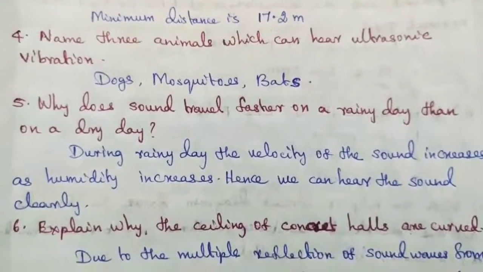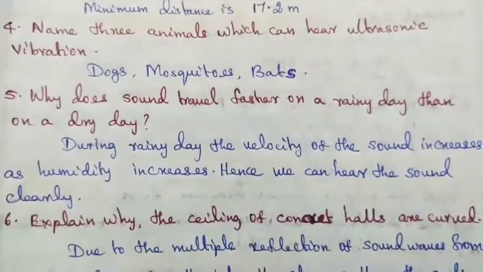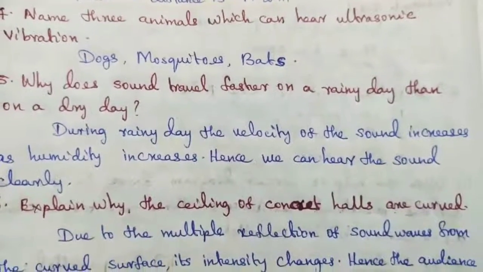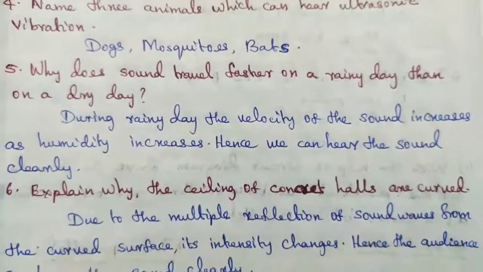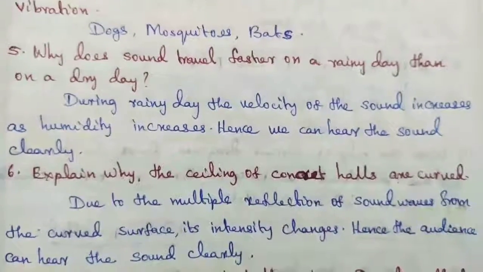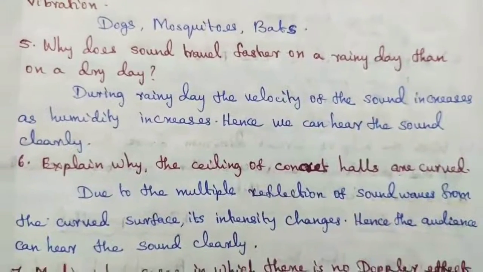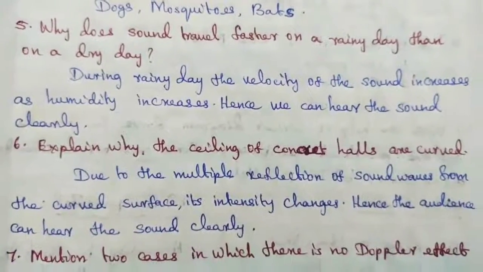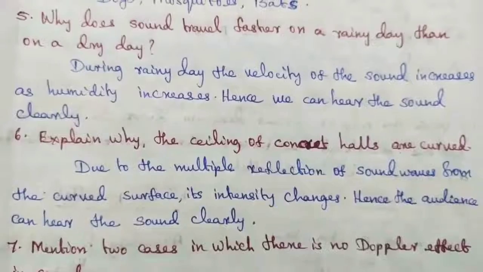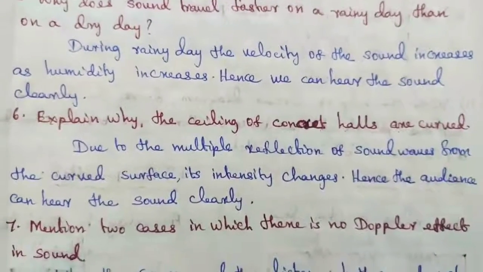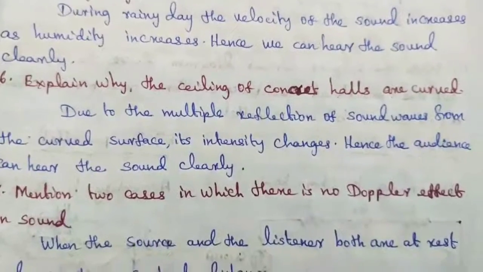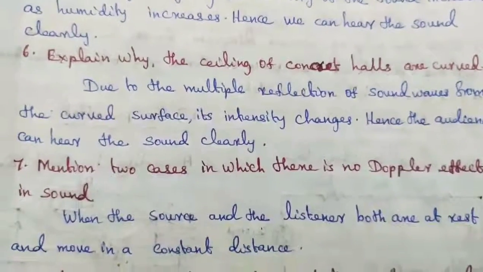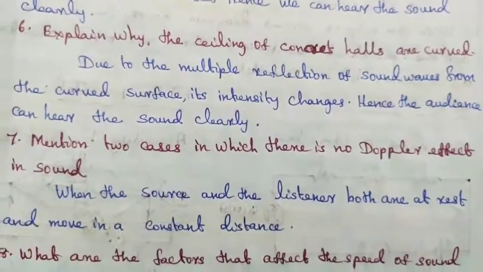6th one. Explain why the ceilings of concrete halls are curved. Due to the multiple reflection of sound waves from the curved surface, its intensity changes. Hence, the audience can hear the sound clearly. 7th one. Mention 2 cases in which there is no Doppler effect in sound. When the source and the listener both are at rest, and move at a constant distance.